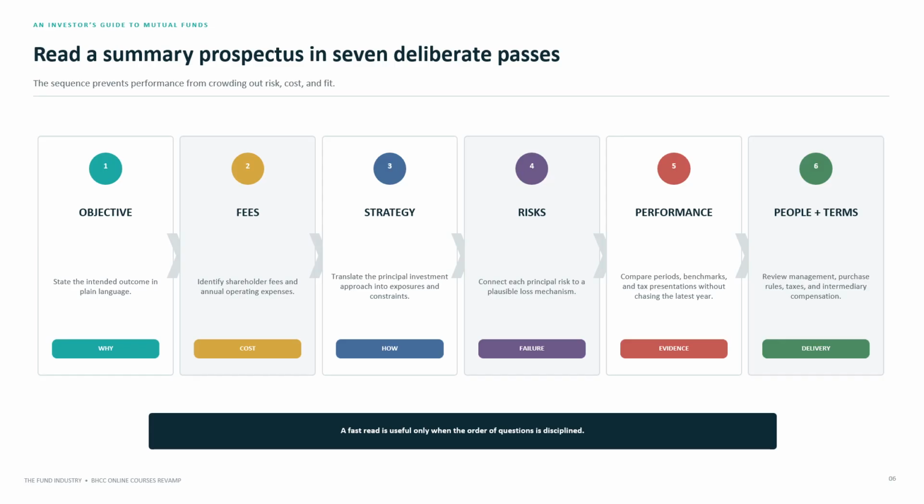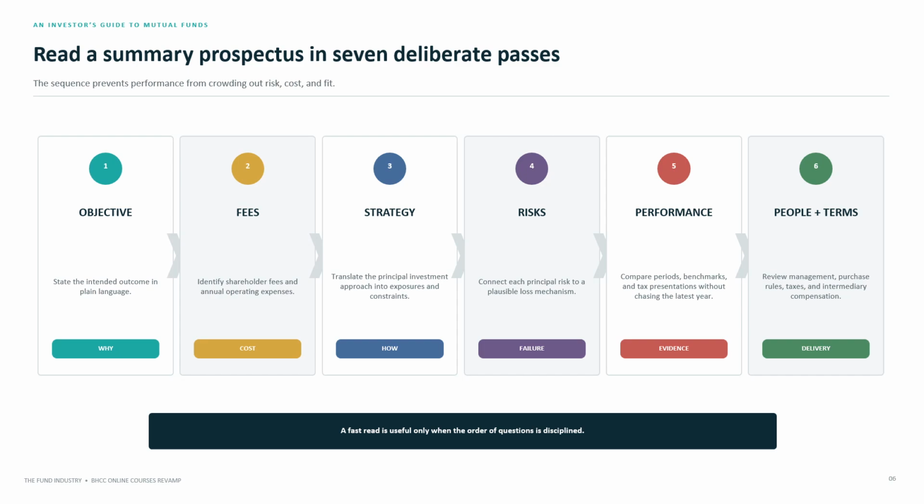Translate the strategy into actual exposures and constraints. Read the risk section by asking how each risk could create a loss. Only then review performance, benchmarks, and after-tax results. Finish with the people, purchase terms, taxes, and compensation arrangements.